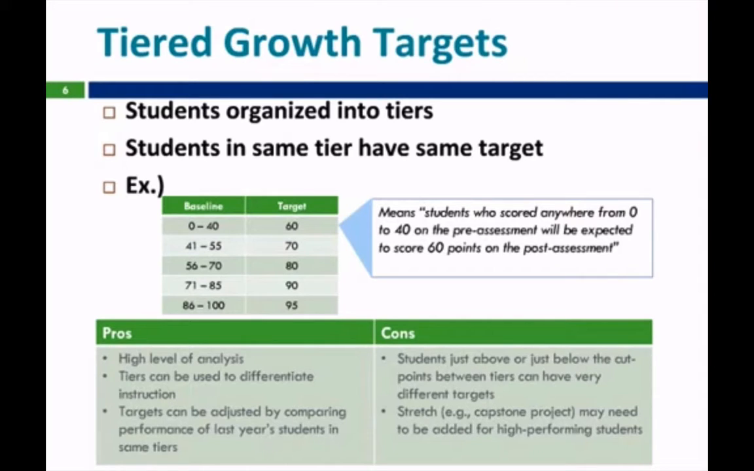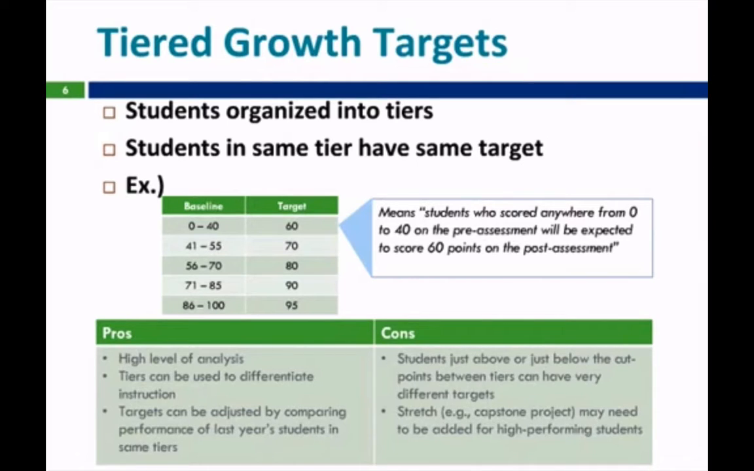Now, one thing I want you to notice, and this is a fairly serious con, is that students just above or just below the cut points between tiers can have very different targets. I'll just take as an example the bottom two tiers, the 0 to 40 tier and the 41 through 55 tier. Let's pretend we're looking at two students, one of them who scores 40 points and another who scores 41 points.